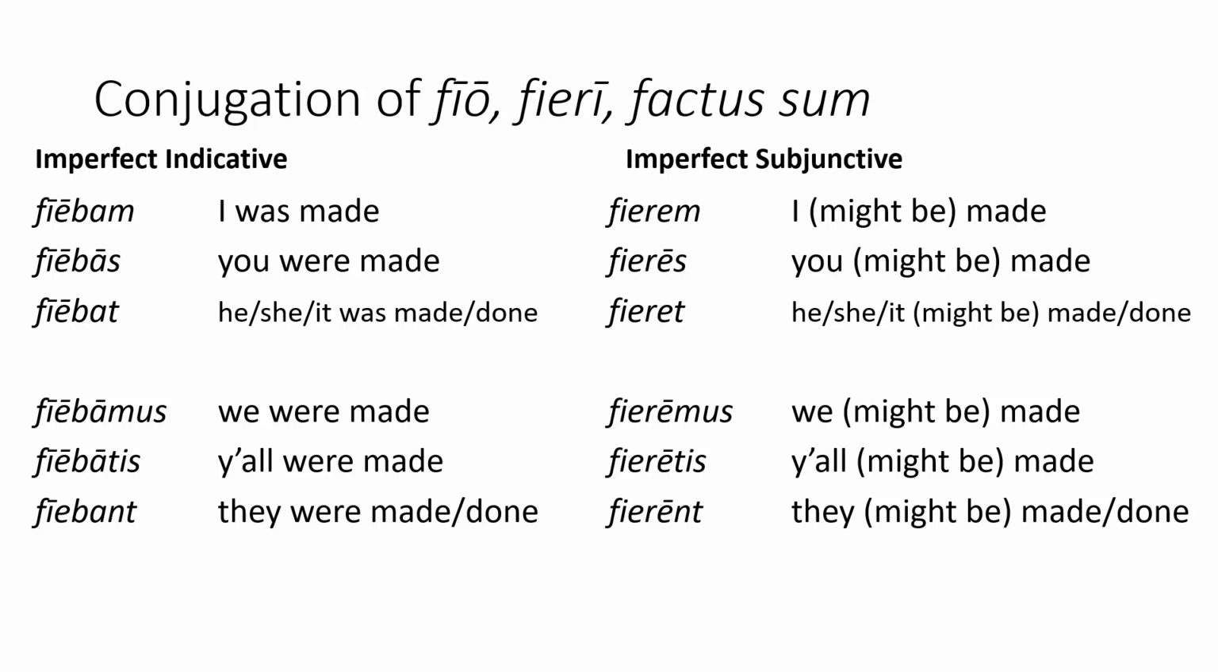As with the present, the imperfect subjunctive is translated in accordance with what sort of clause it is in, but for the purposes of this lecture, I will say that it is translated as I might be made, you might be made, he, she, it might be made or done, we might be made, y'all might be made, and they might be made or done, but that might is optional.